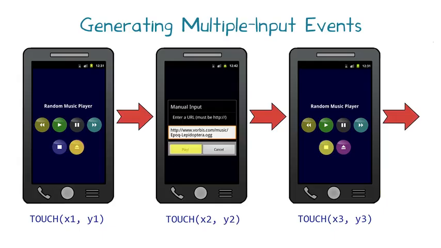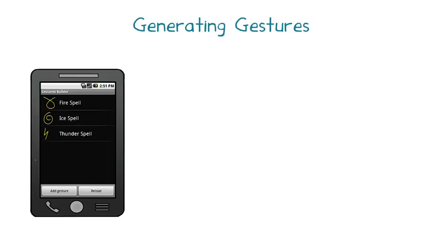In summary, such multiple input events allow us to ensure that the app correctly handles any sequence of touch events that it might receive. It further lets us ensure that the app continues to react correctly even with different amounts of delays between the events. A common kind of input to mobile apps is gestures. By generating a sequence of touch events, random testing can generate arbitrary gestures.